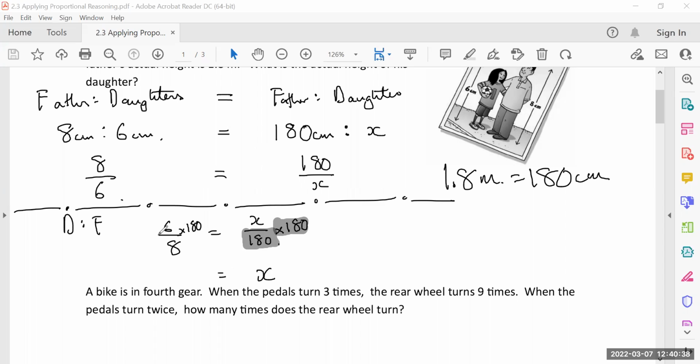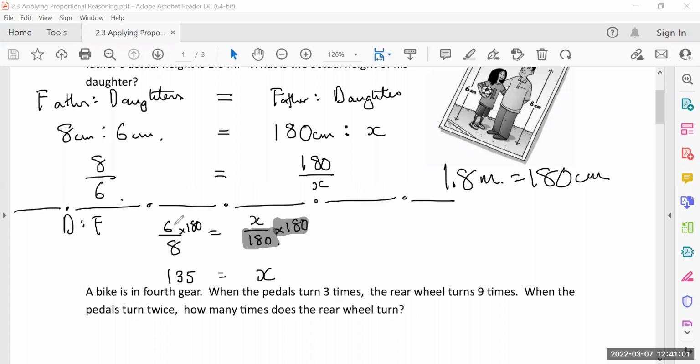On the left, 6 divided by 8, but multiplied by 180. Plug all of that into the calculator, and you should get, let's see, 4, divide that by 4 times 3, divide that by 4, that becomes 45 times 3, 135? 135.